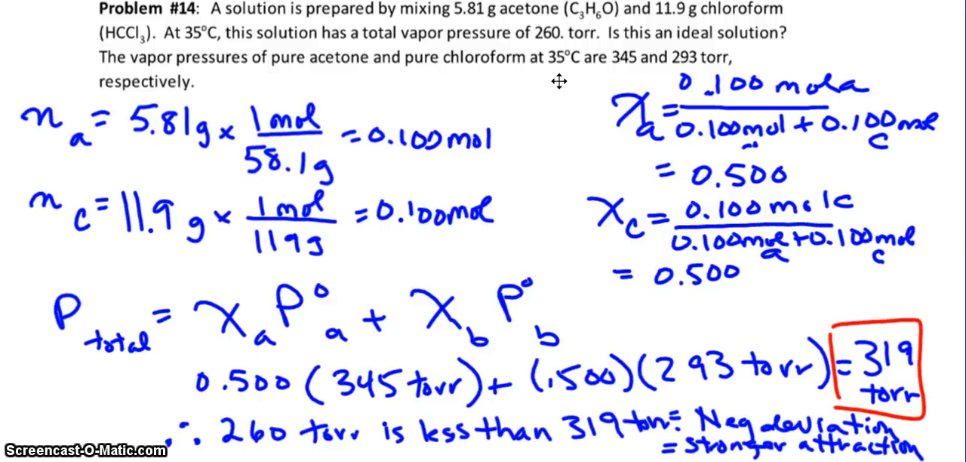I just want to point out something from this problem compared to the problem before. We were talking about 25 degrees Celsius, where water had a vapor pressure of 23 torr. Notice that water's vapor pressure is much, much lower than both acetone and chloroform, and that's because of the much, much stronger intermolecular attractions that hydrogen bonding has.